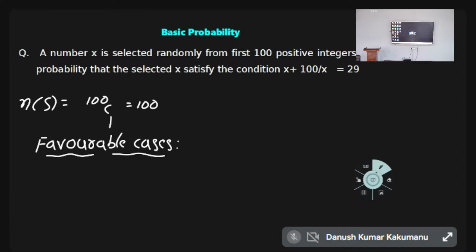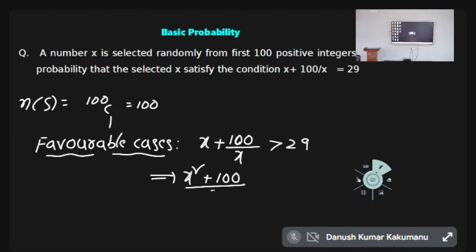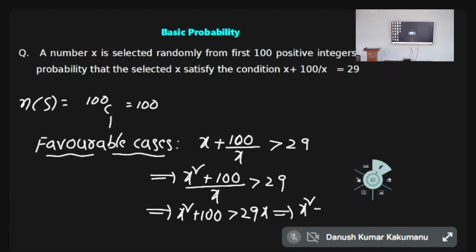Favorable cases. Favorable case means my condition. What is the condition? x + 100/x is greater than 29. Among 100, how many values of x satisfy this condition? Simply solve that inequation. x + 100/x > 29. That implies x² + 100 > 29x. Clear? That implies x² − 29x + 100 > 0.